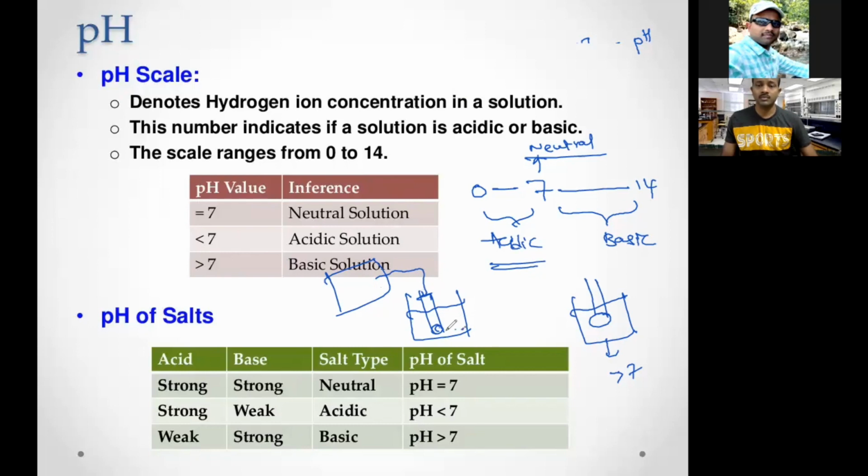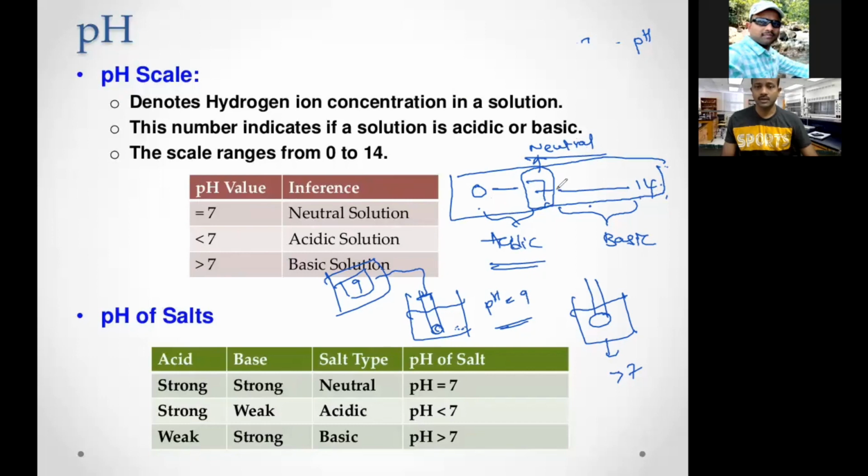Suppose we are keeping the pH meter in a basic medium, and it shows a pH value of 9. This is above 7, which indicates the solution is basic in nature. In the display we can see the number 9. So 7 to 14 is basic, 0 to 7 is acidic, and at 7 the medium is neutral.